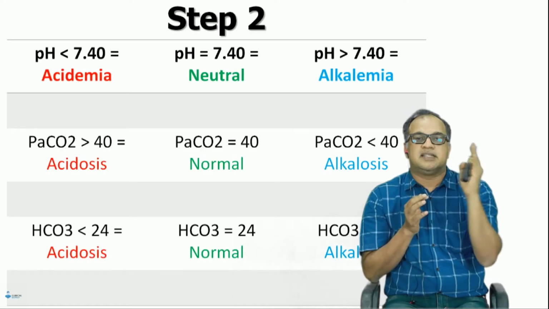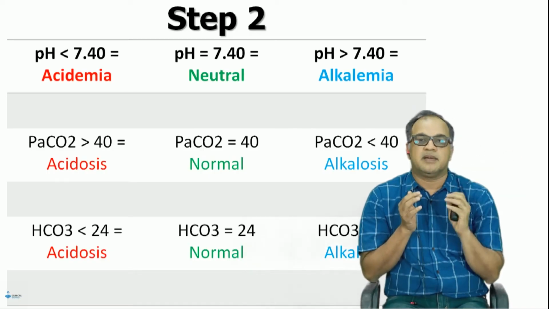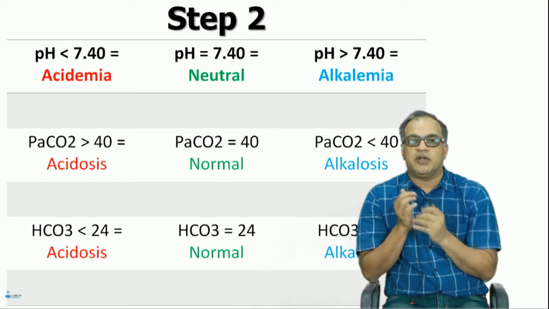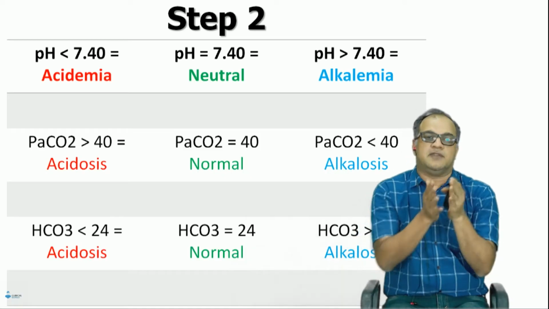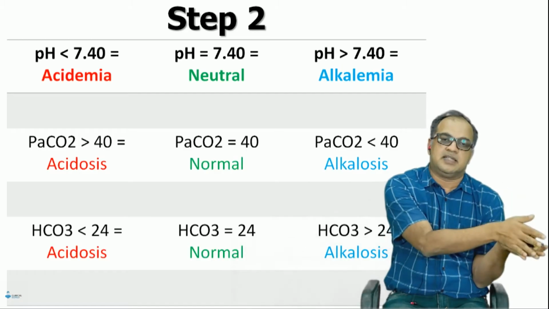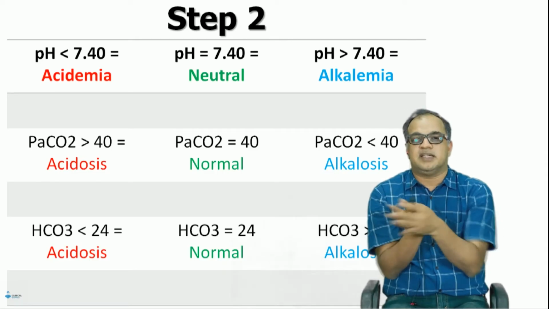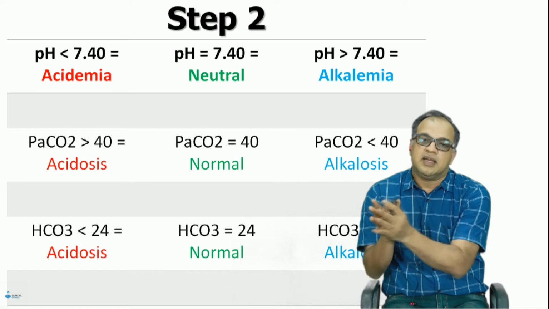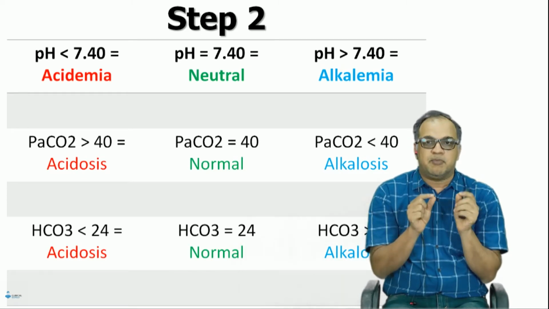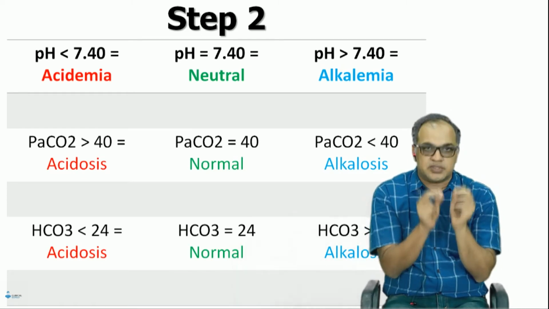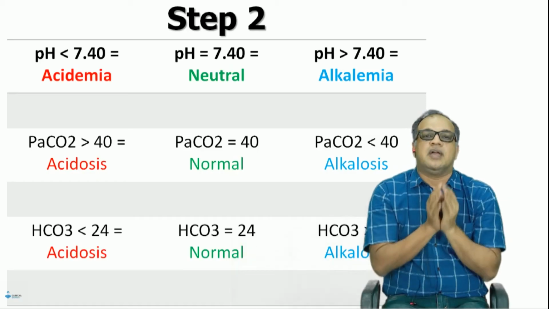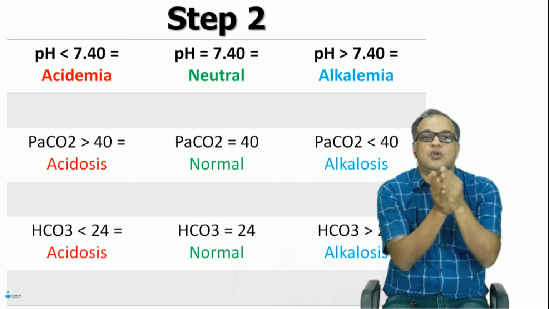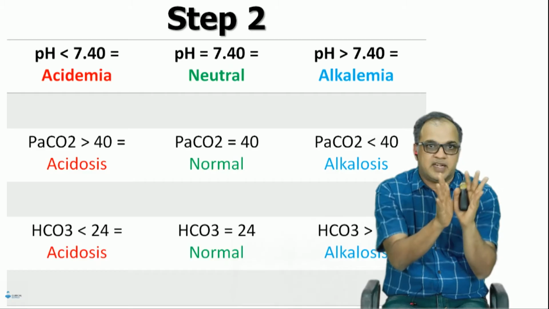So we will use the tic-tac-toe method in which we chart all these things. If the pH is less than 7.4, it is acidemic. If the pH is more than 7.4, it is alkalemic. If CO2 is more than 40, it is acidosis. If CO2 is less than 40, it is alkalosis. If bicarb is less than 24, acidosis. More than 24, alkalosis. Now, we will put our own actual values in this tic-tac-toe, and we'll see which things go along with pH.